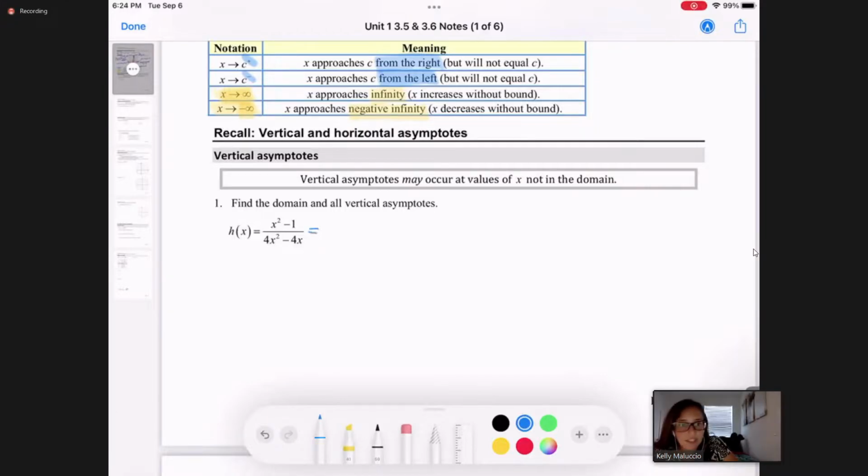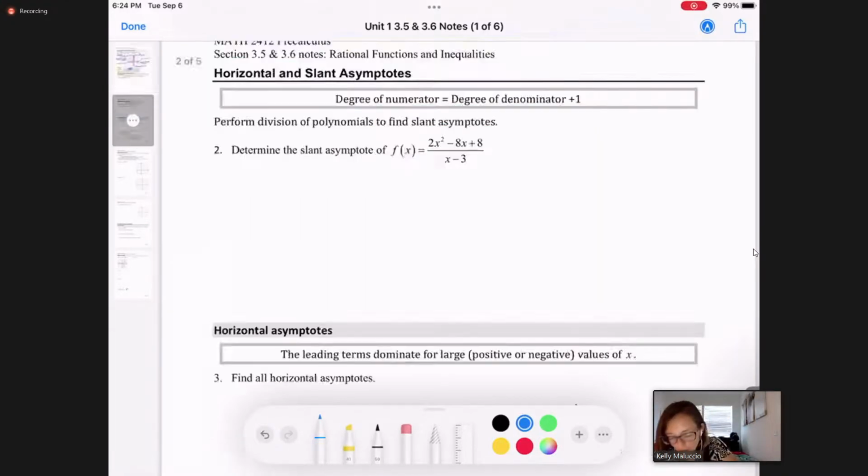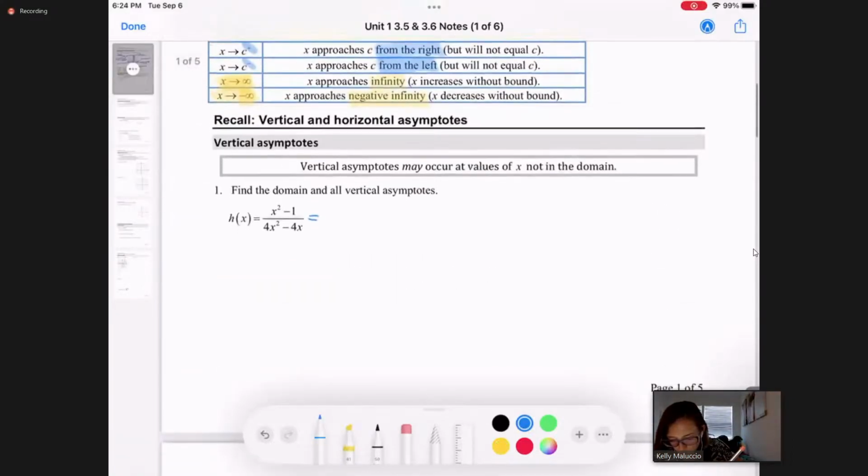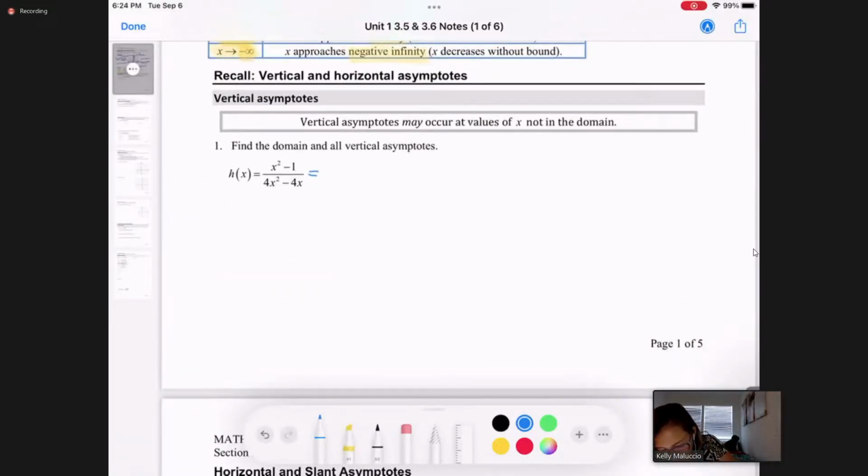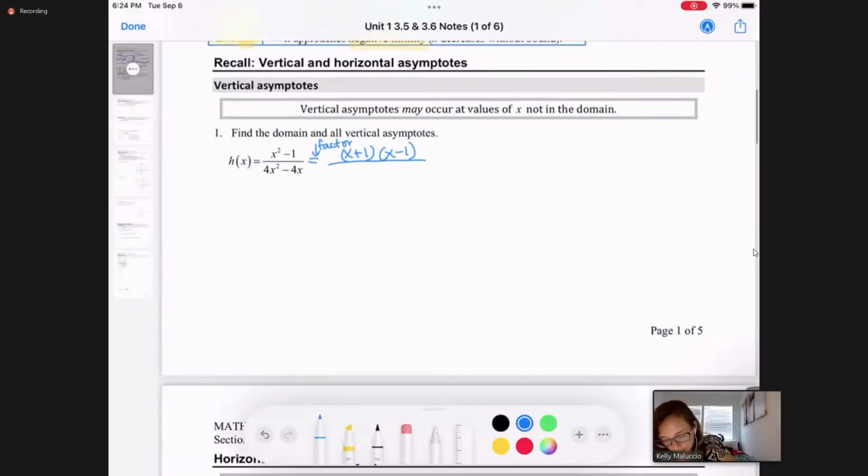So my h of x here, I can factor the top and the bottom. So, geez. Okay, we're right here. We're good. So the first step here is going to be factor. So I'll have x plus 1 and x minus 1. That's what x squared minus 1 factors to be. And then in the denominator, I notice I can take a 4 out and also an x. So I factor that 4x out. So I'm basically dividing each term by 4x. And then I have x left in the first one minus 1 left in the second one.